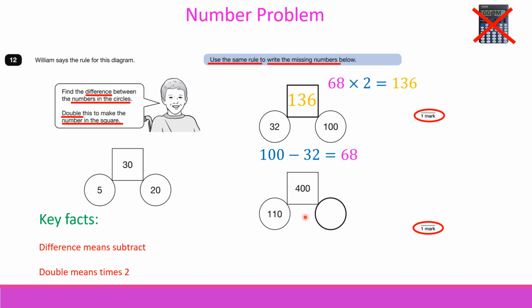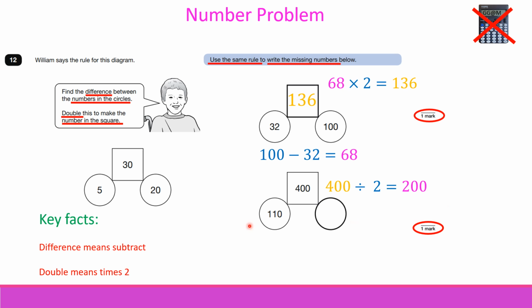The last one here is working backwards. So we're starting with the number 400, and then we've got to work out what's in the circle. So instead of multiplying by 2, we're going to do the opposite. So the opposite to multiply by 2 is divide by 2. So I'm going to start off with 400 and I'm going to halve it. So half of 4 is 2, so half of 400 is 200.